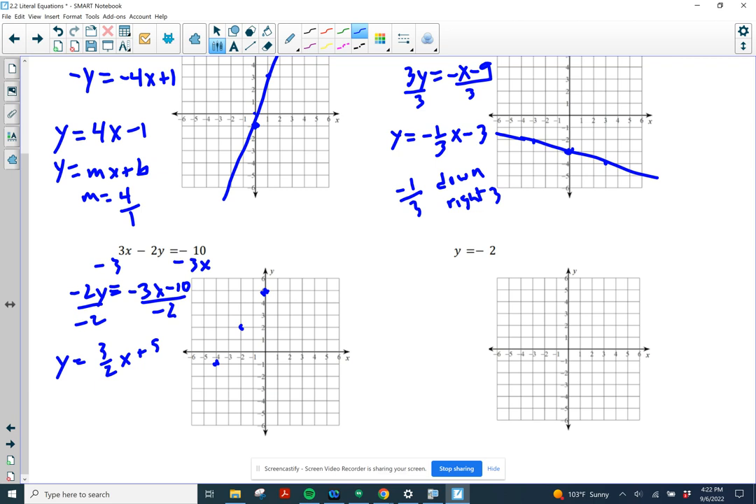Okay, so when you solve for y, you get y equals 3/2 x plus 5. The y-intercept is 5. And again, you can graph it on the calculator and you will get that same line.